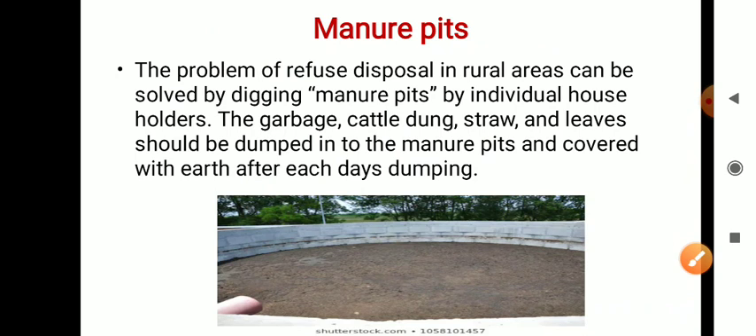In the next slide we will see manure pits. Manure pits are mainly used in village or rural areas, and the waste is disposed of by digging a pit. It can be used by individual houses also. Garbage, cattle dung, straw and leaves should be dumped in the manure pit, and it has to be covered with earth each day after dumping.